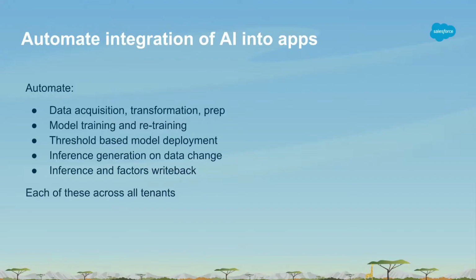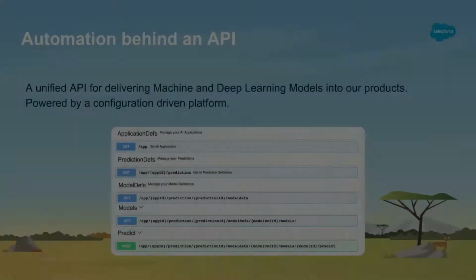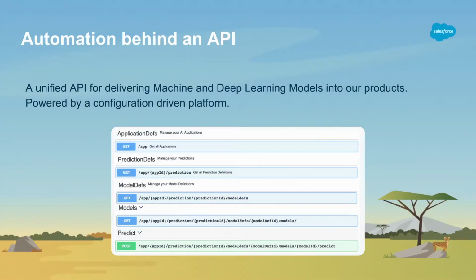We had to do this just once in terms of a platform, so we can have the power of this platform help us build these very quickly. All this automation that we've built is behind a single API, which is the API we use to reference machine and deep learning models in our products. It has three parts: the first three endpoints are the application defs, the prediction defs, where def stands for definition, and the model definitions. The application is basically just the container for one or more models.